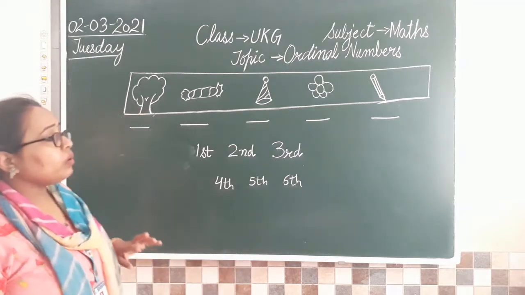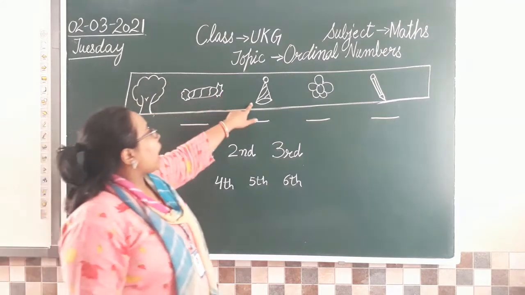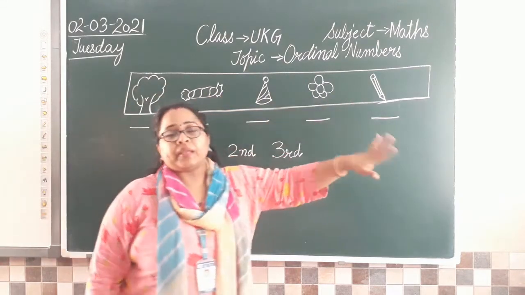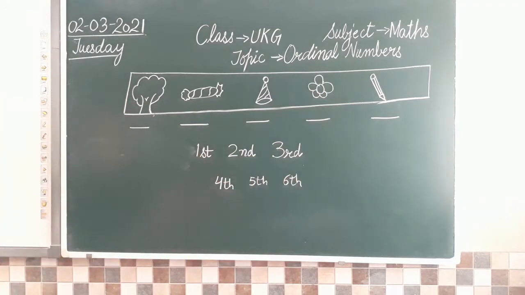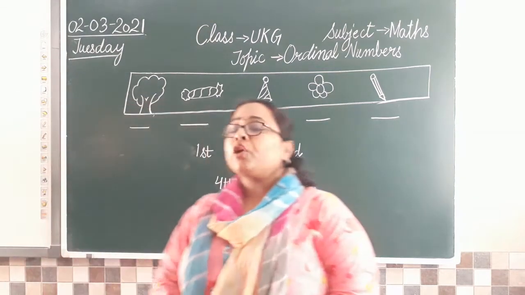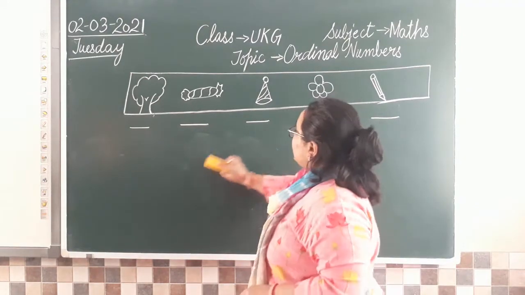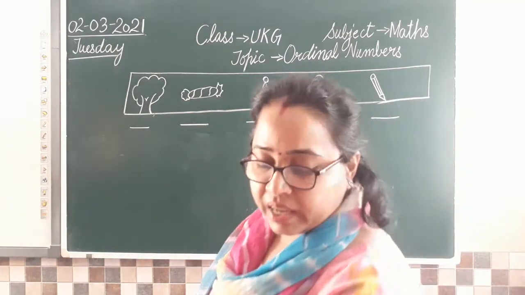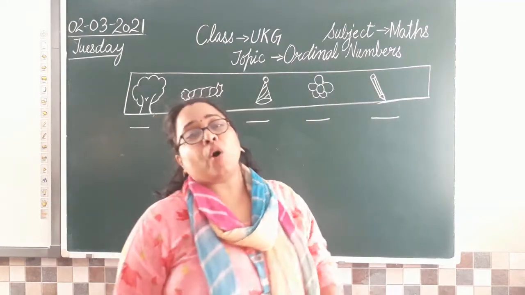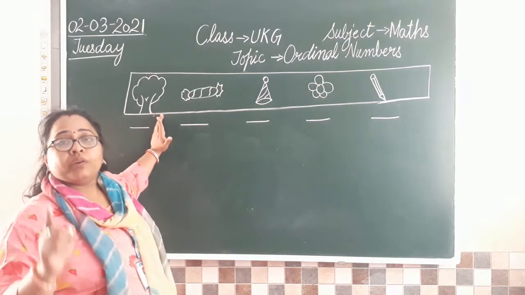Clear? So now the objects given to us are tree, candy, cap, flower and a pencil. Now you have to start giving ordinal numbers from tree. From where do you have to begin your line? You are going to begin your line from tree. Clear? So now see, I have given a blank space under every object. So first, let us give position to these objects. And from where are we going to begin? We have to begin the line from tree.